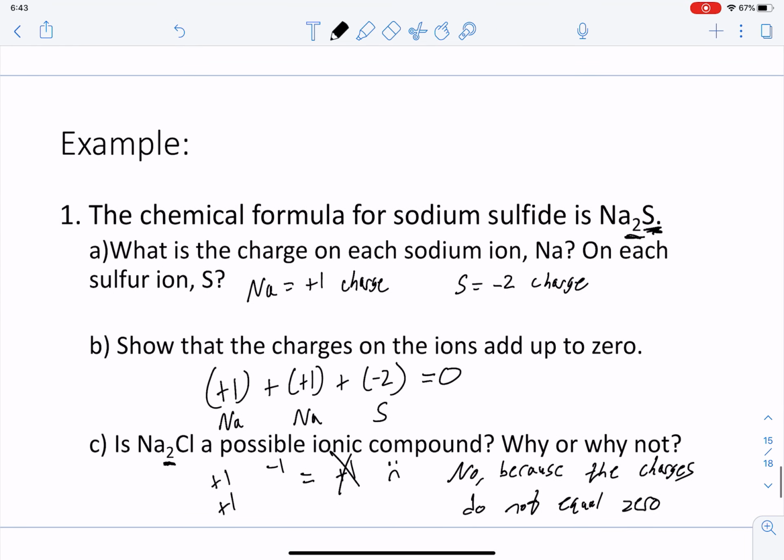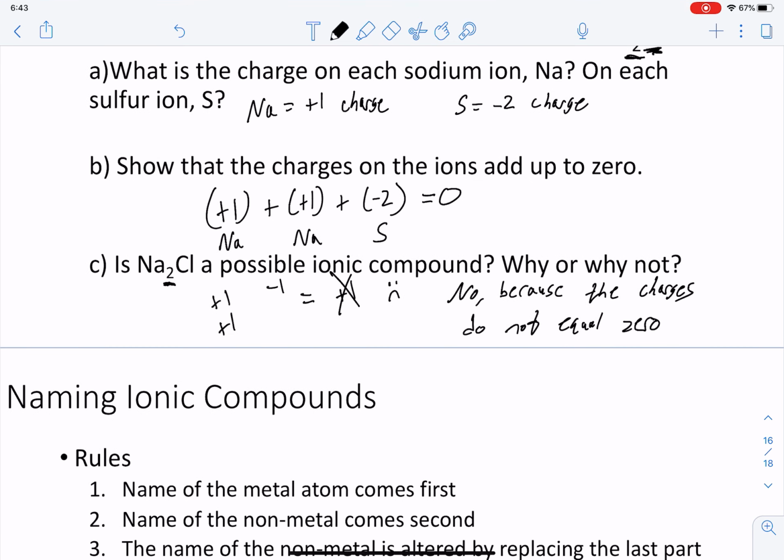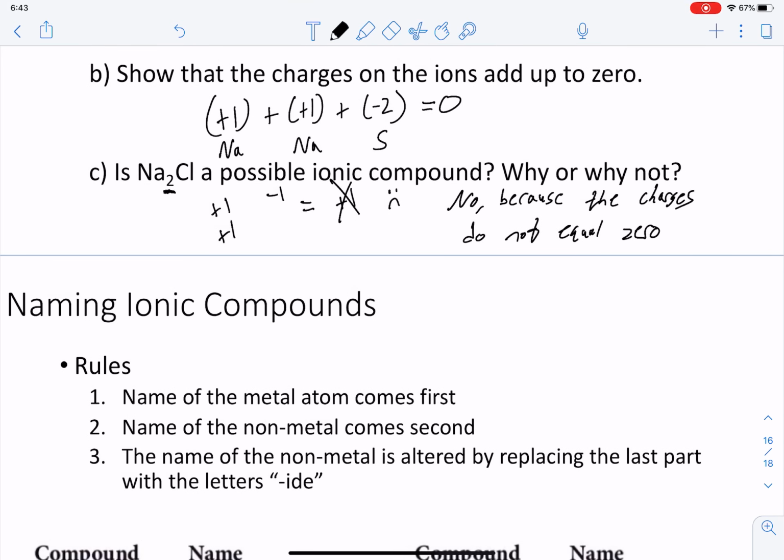So that's our rule for determining our chemical formula given two elements. The next thing we're going to do is naming ionic compounds. And if you remember these 3 steps, which are very straightforward, you'll get it right every single time.